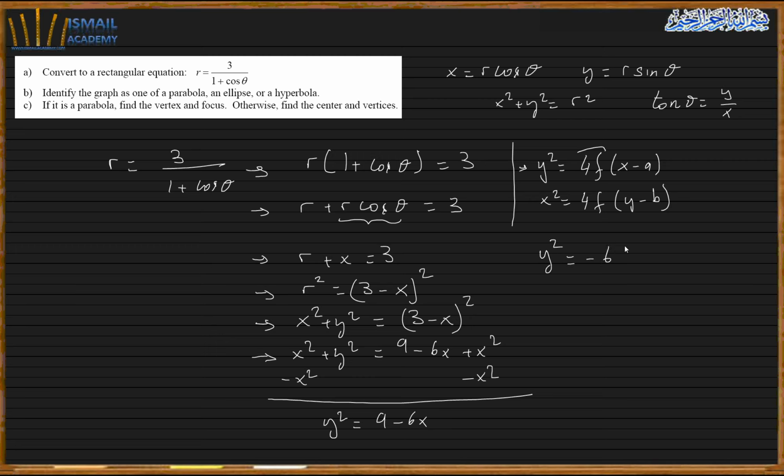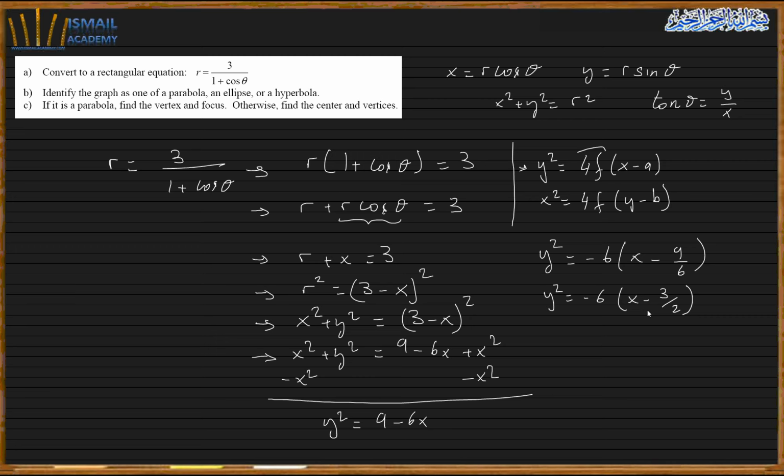I'm going to have minus 6 times x minus 9 over 6. So this is my common factor. So I will have y squared equals minus 6 times x minus 3/2 as simplified. So here this will tell me the location of the vertex.